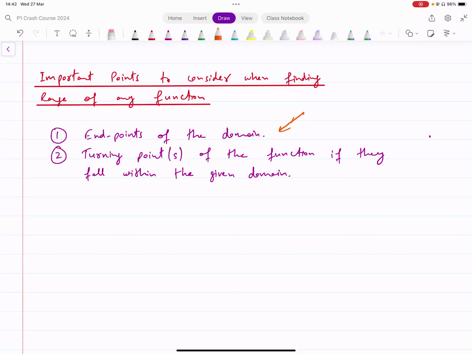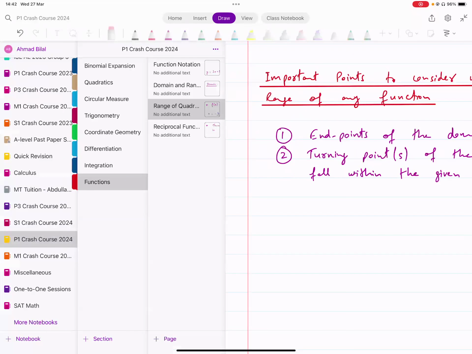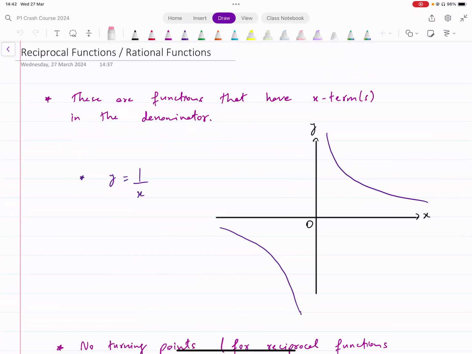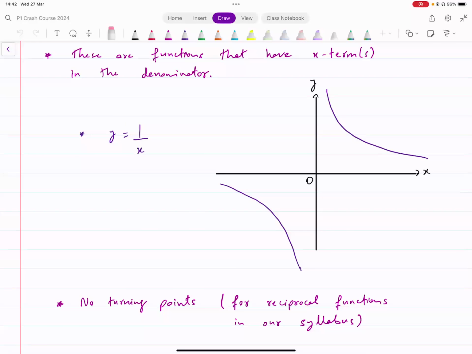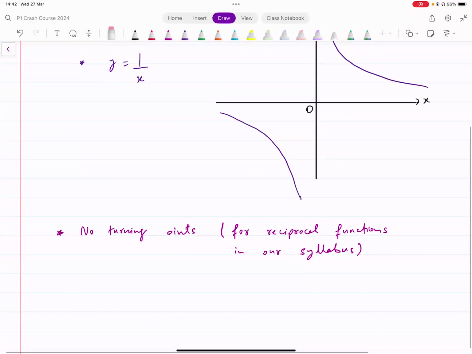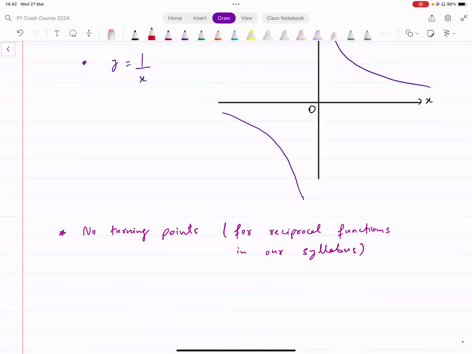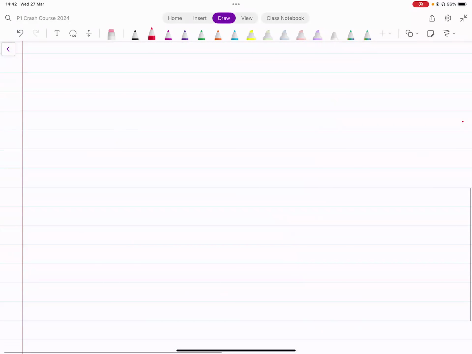So we don't have to consider the turning points because they don't exist. We are only looking at the endpoints of the domain. That's all that we're going to be looking at for reciprocal functions when we have to find the range of such functions. Now that we understand all of that, let's take an example of a reciprocal function and see how we can find the range of that function. So I'm going to write down a few examples from past papers now, and we will look at how to find the range of these functions.